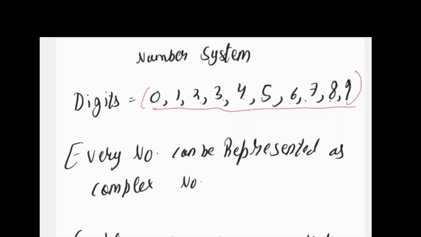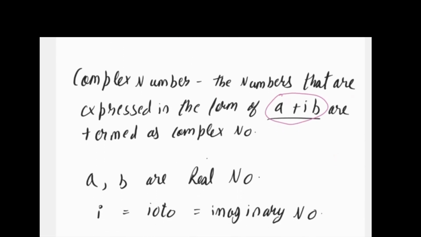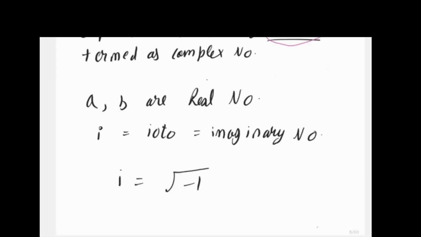Now every number can be represented as a complex number. So what are complex numbers? The numbers which can be expressed in the form of a plus ib are termed as complex numbers. Here i is iota, and a and b are real numbers. Iota is an imaginary number whose value is equal to root minus 1.